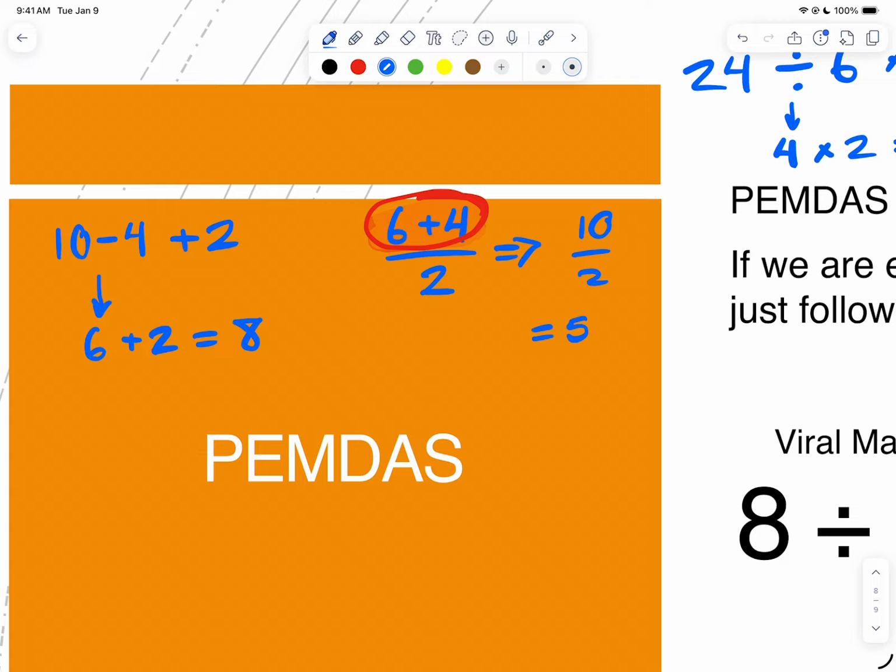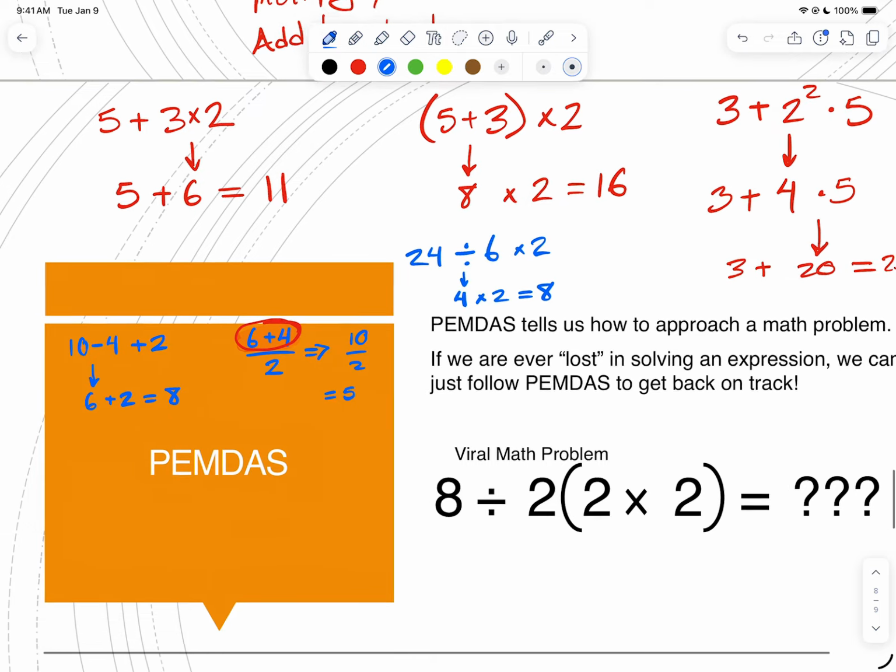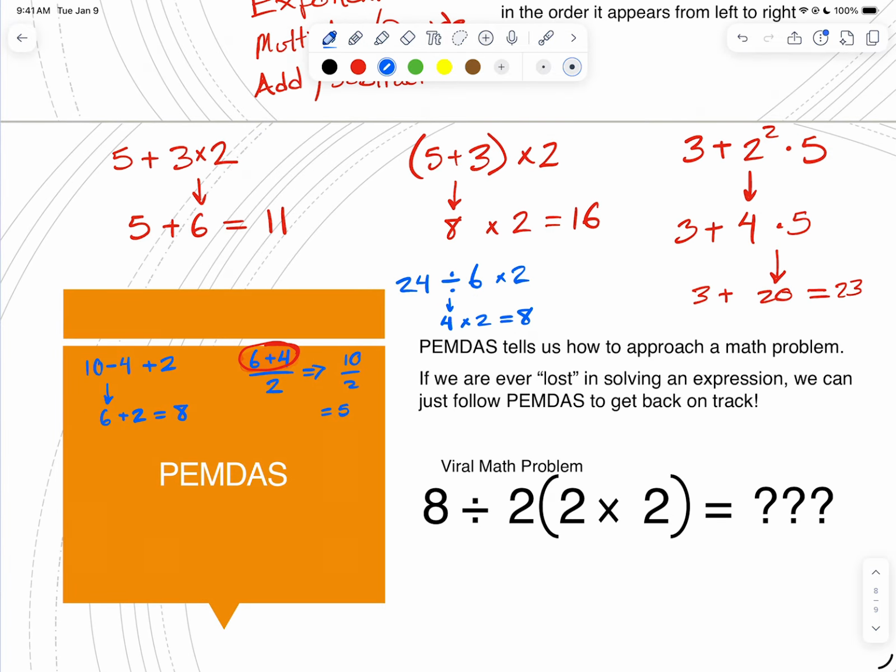So if you're ever looking at a problem and thinking, where do I even start? Don't try to solve the entire thing in your head. Just ask, what's the highest priority operation I can do right now? And do that one thing, rewrite the expression, and then ask the question again and go step by step.